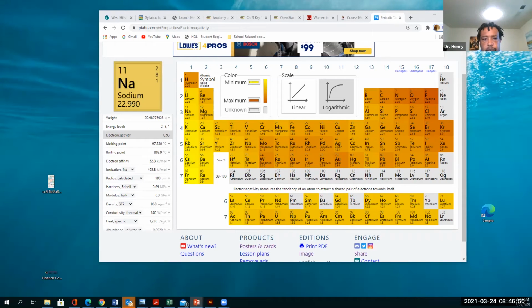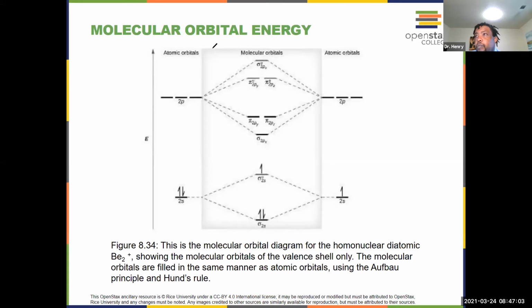Hold on, where are we? Okay, so here's an example if we're doing Be2, and in this case this is going to be Be2 plus. If we look at this, one of the things we're going to determine is whether these are going to form a bond or not. If it ends up in that anti-bonding region, more than likely you're not going to get a bond.